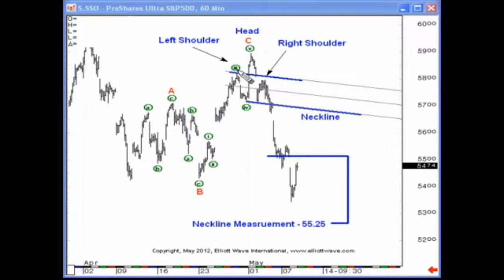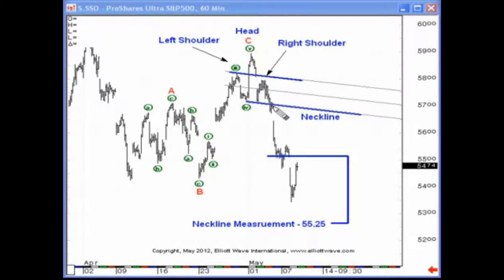Notice that wave 3 of C is my left shoulder. We pull back in 4, push up to a new extreme. That's going to be the head of the head and shoulders pattern. We fall down. We have two points, thus we can draw our neckline. Take a parallel of the neckline off the left shoulder. That gives us resistance for the right shoulder. Later on that day, we saw the break of the neckline, which allowed us to take a neckline measurement, which projected prices all the way down to 55.25, which we easily achieved.